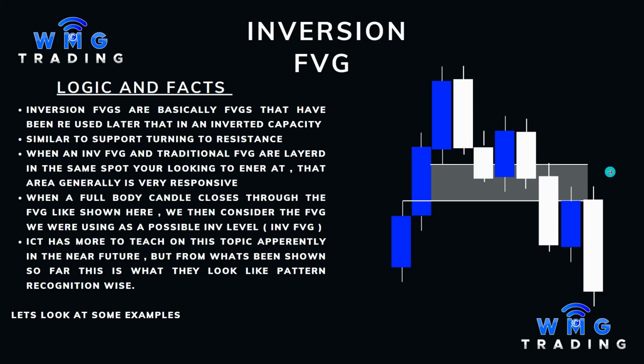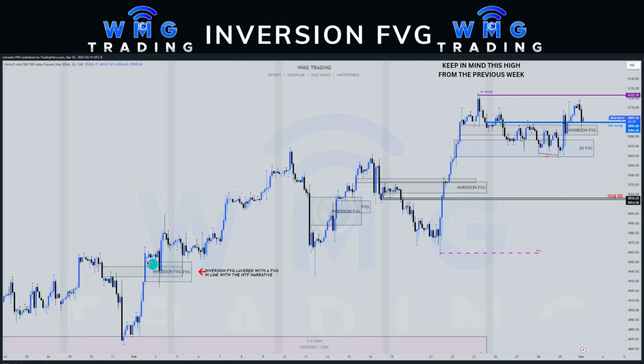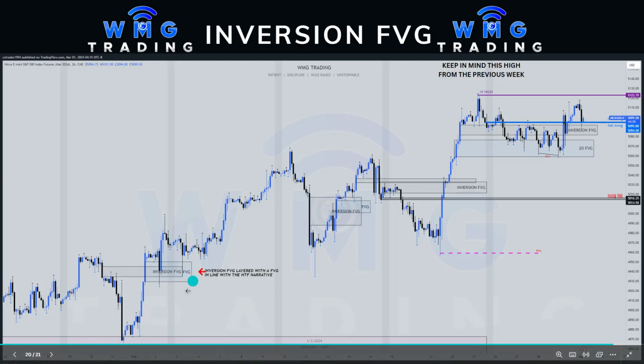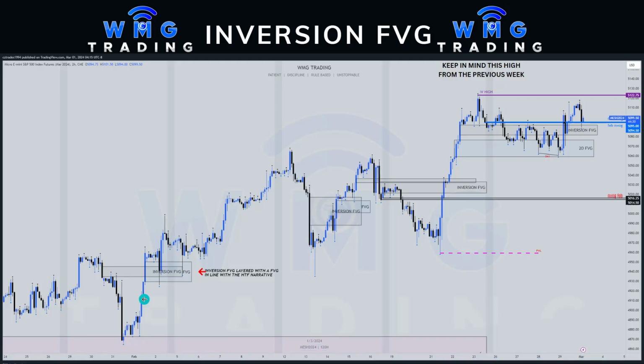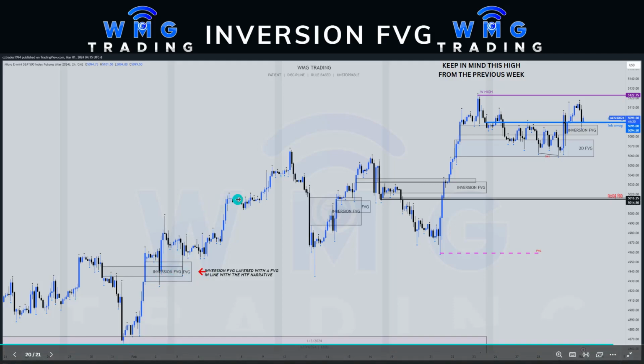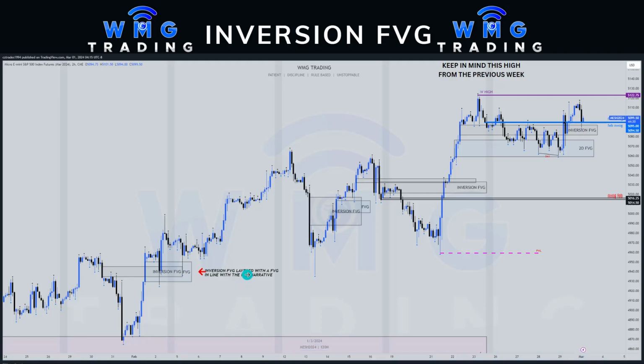So let's dig into some real chart examples. Like I said, if you can layer an inversion fair value gap after a run on stops, right, using the YouTube model or whatever model you're using, if it's related to using a fair value gap, if you can layer an inversion fair value gap with a real fair value gap, and that's in line with the higher time frame narrative, things can get real dynamic.